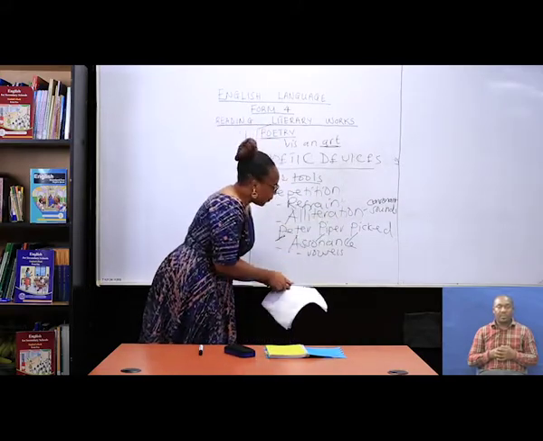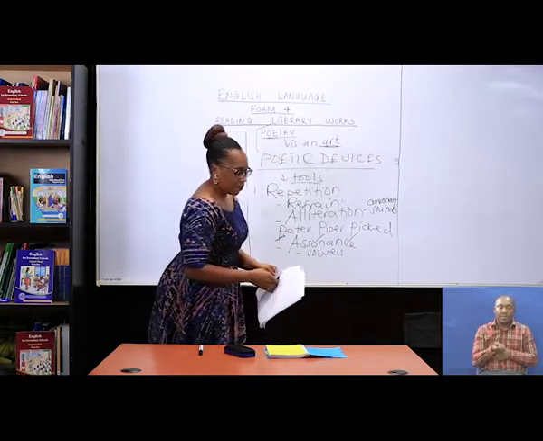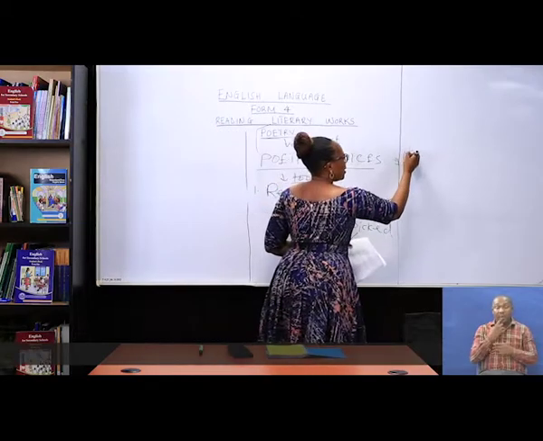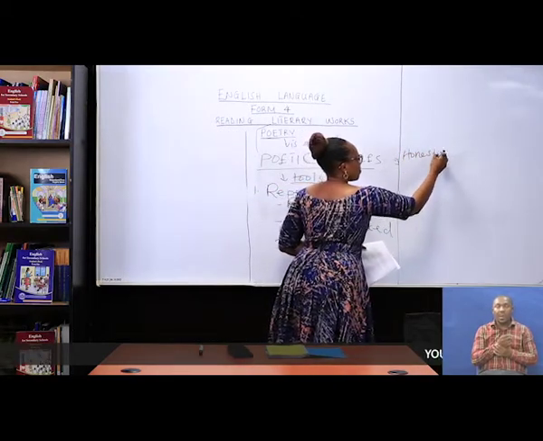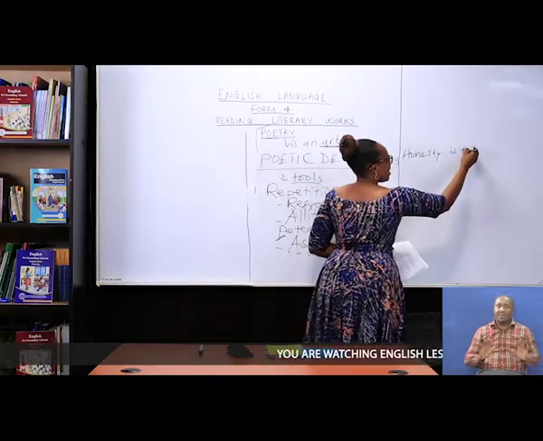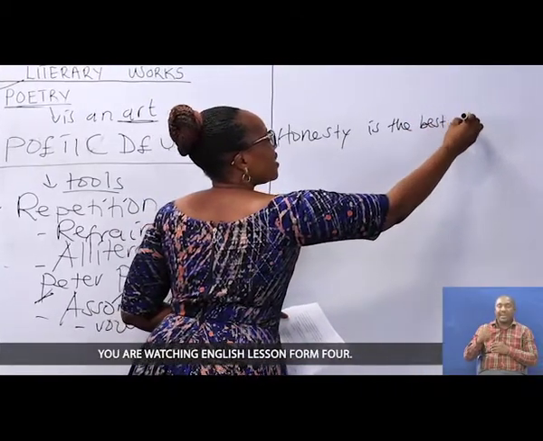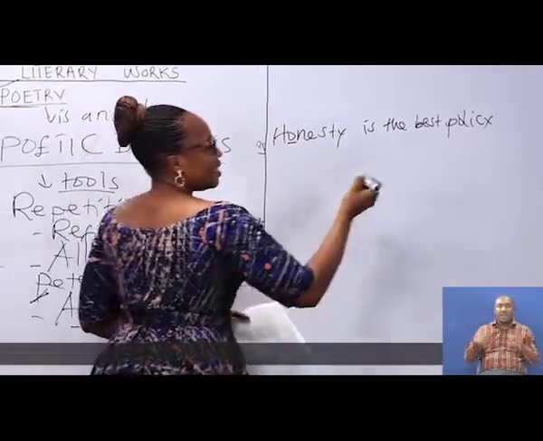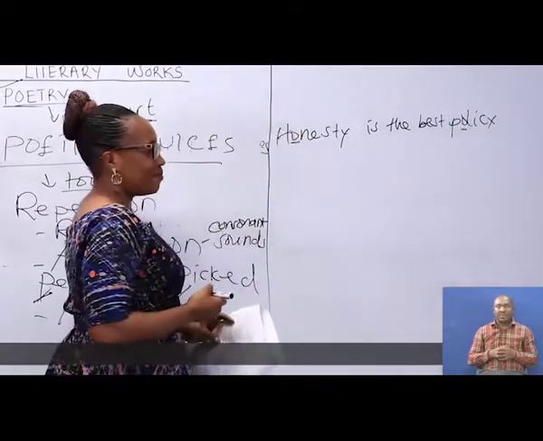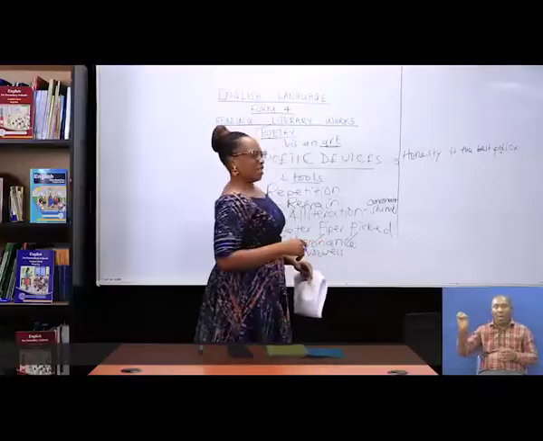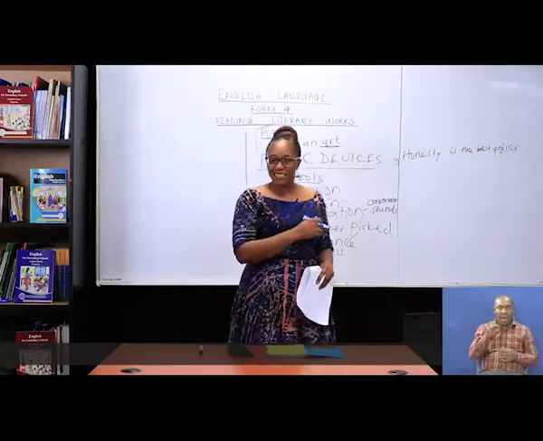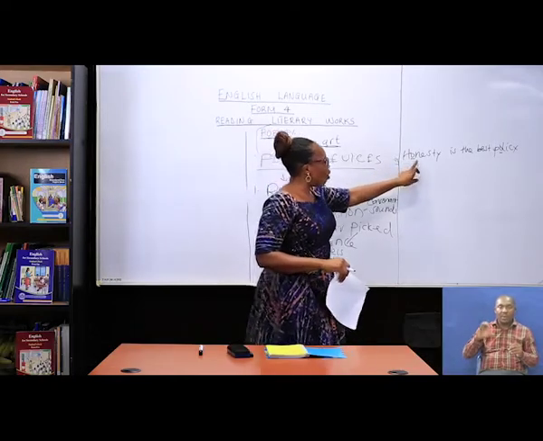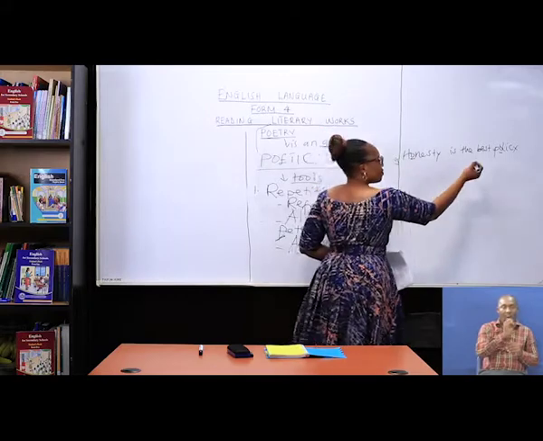If I say, for example, honesty is the best policy. Honesty is the best policy. So if somebody asks, can you see any poetic device in the poem? Then you look. I can see some O's here. Honest and policy.